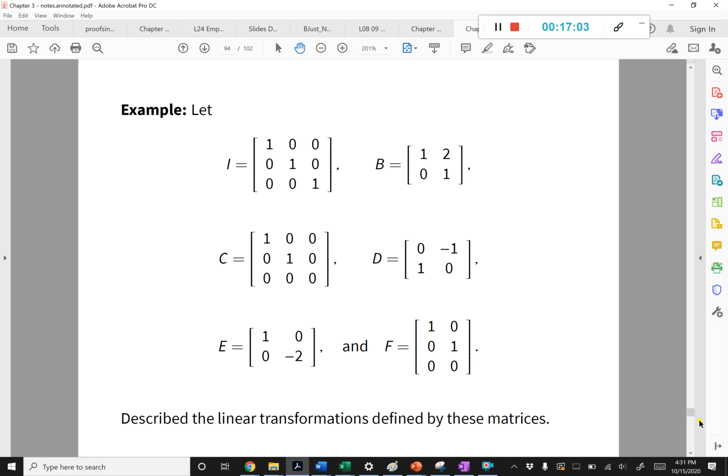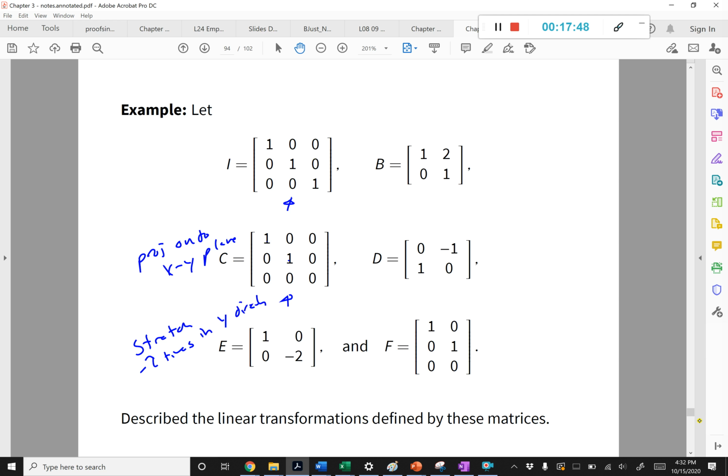Describe the linear transformations defined by these matrices. Well, this is the identity matrix. It's not going to do anything. This is going to keep your x's and y's the same, but your z's are going to become 0. And so this is going to project onto the xy plane. So this is going to stretch in the y direction. It's going to stretch a negative 2 times in the y direction.